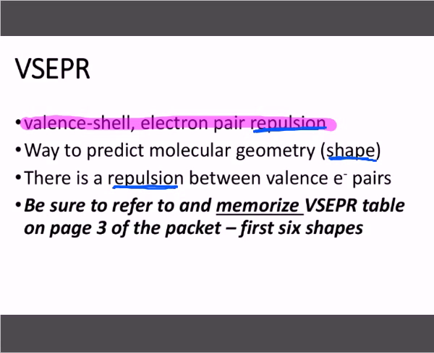Again, like I said last week, you need to memorize the VSEPR table, guys, at the front page, or page 2 of your packet. All right, it's the top 6 rows. You don't need to worry about trigonal bipyramidal, and you don't need to worry about octahedral for that. Make sure you know the first 6.